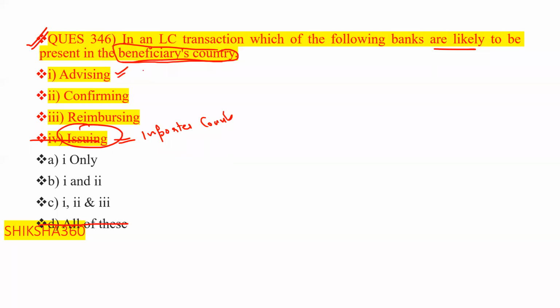The advising bank comes under the beneficiary's country. For the confirming bank, the beneficiary wants confirmation from another bank, and that is also in the same country. The reimbursing bank is also in the beneficiary's country. So option C is the correct answer, that is 1, 2, and 3. Clear? So this one is our answer.